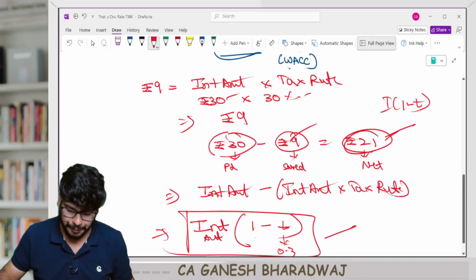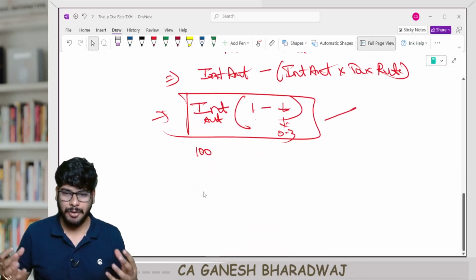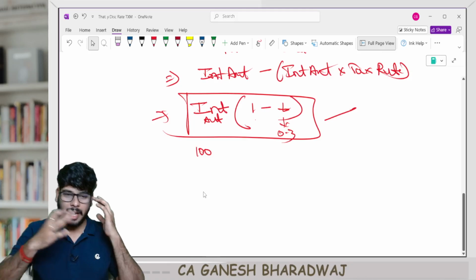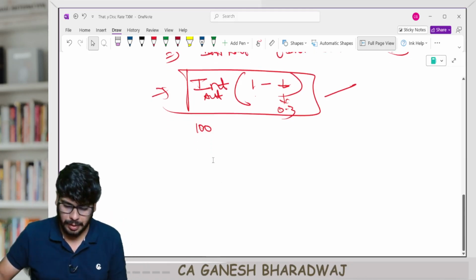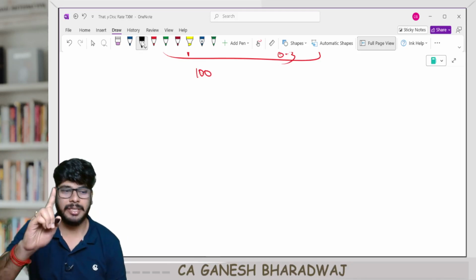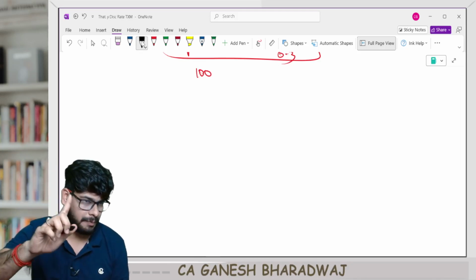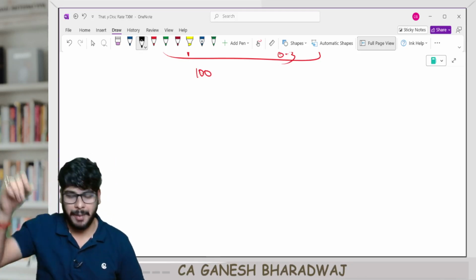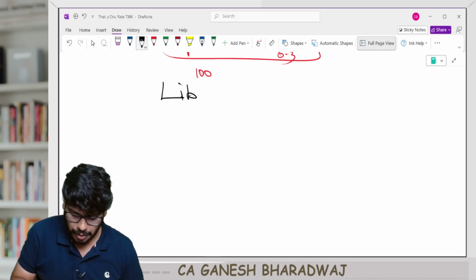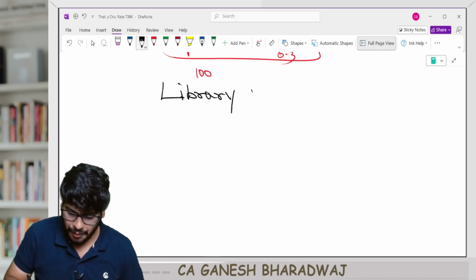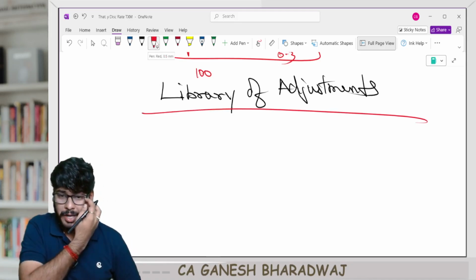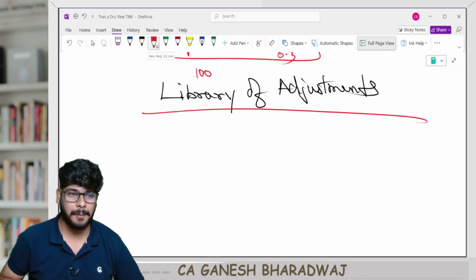Now you have your notebook, right? Perfect. Now go to the last page of this notebook and give it a title. This is something that I only tell you one time, and after every sum, you need to do this. Give that page a title called Library of Adjustments. Library of Adjustments. Guys, quick. Don't waste time. Do it quickly.